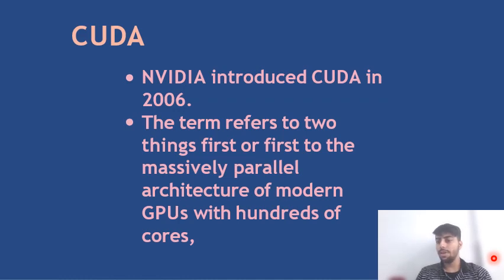So CUDA provides a scalable, intuitive way to express parallelism. We simply write a program for one data element and it gets automatically distributed across our hundreds of cores and thousands of threads.